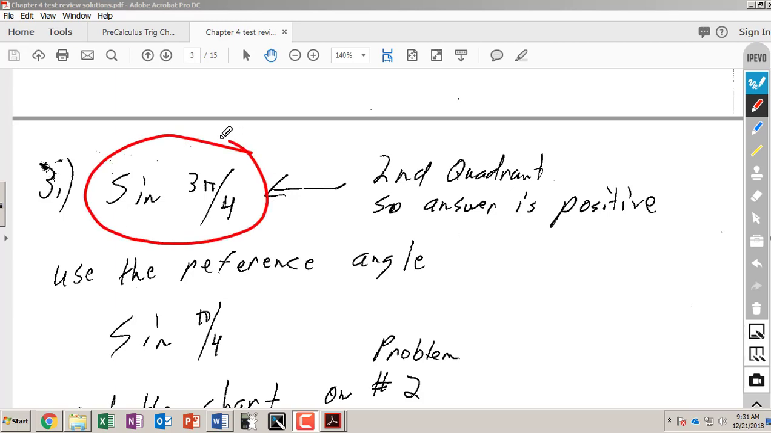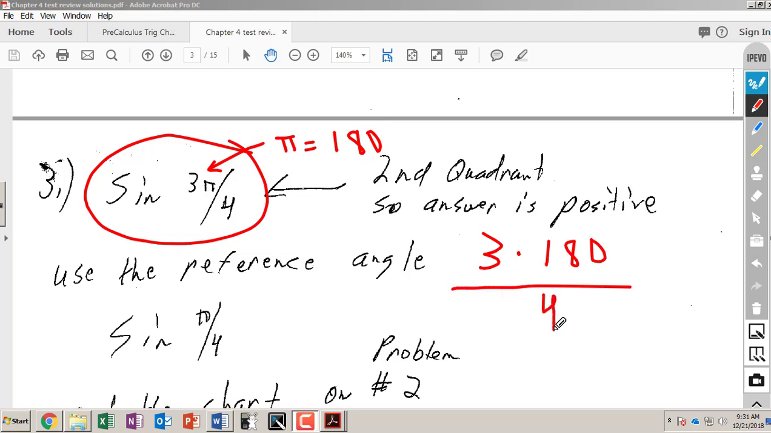You can take 3 pi over 4 and convert it to degrees, because you know that pi is equal to 180. So since pi is 180, I can take 3 times 180 and then divide that by 4. 180 divided by 4 is going to be 45, and 45 times 3 is going to give you that angle of 135.